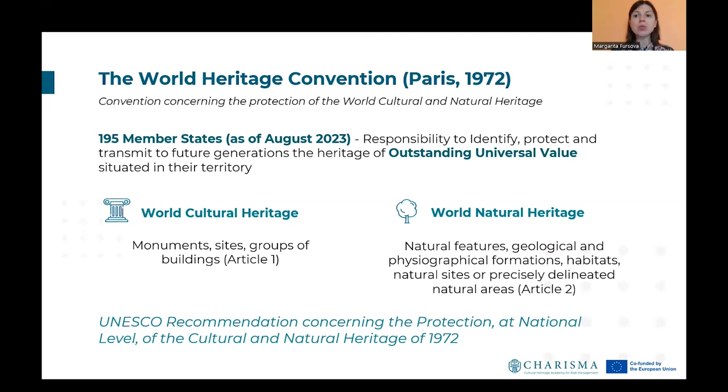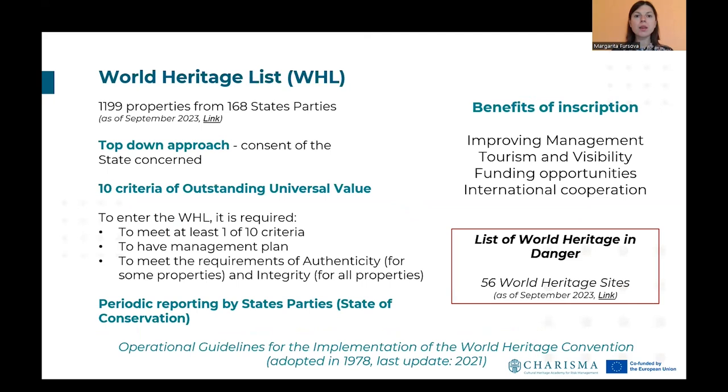In 1972, the same UNESCO General Conference also adopted the recommendation about the protection of the cultural and natural heritage at national level. The Convention sets out the duties of member states to identify potential World Heritage sites located within their territory, protect them, and transmit them to future generations. Currently, there are 1,199 properties on the World Heritage List protected by the Convention.